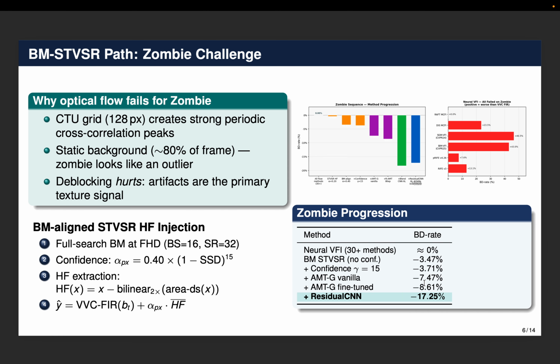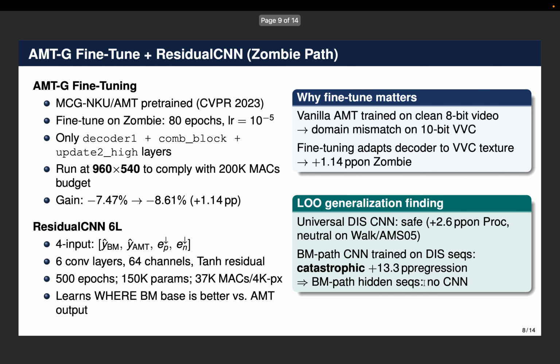We also use AMTG, a neural VFI model, but only after domain adaptation. Since AMTG was trained on clean 8-bit video, we fine-tune it on the zombie sequence for 80 epochs. To satisfy the complexity budget, we run AMTG at 960 by 540 and upsample the result to 4K. Then a 6-layer residual CNN fuses the BM-STVSR output and AMTG output. This gives a large improvement on zombie.